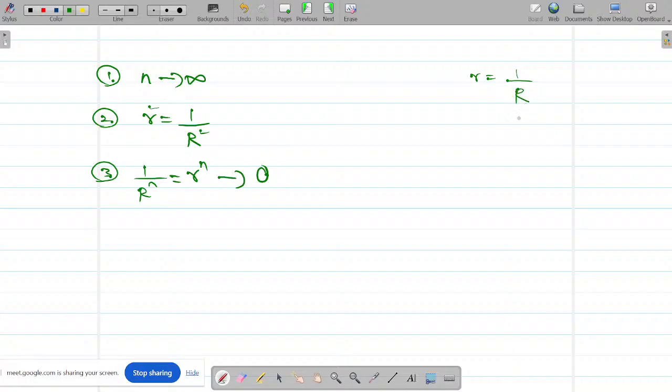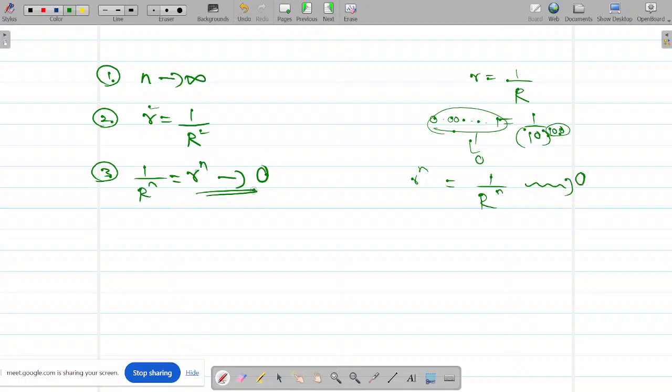See what we have taken? r is equal to 1 by R. For convenience sake, I took 1 by 10 first. Then I took 1 by 10 power 100. So this n value is 100. This need not be 100, it can be any value. I took it as 100. This itself gave some value 0.0000, some value 1 somewhere. So this happens to be 0. So 1 by R power n, which is r power n, will be somewhat closer to 0. So r power n tends to 0.